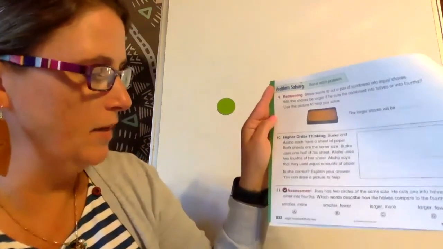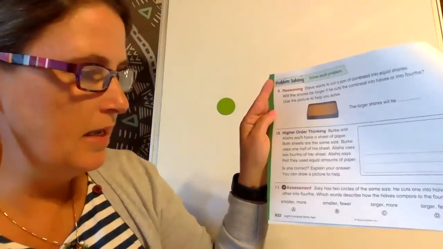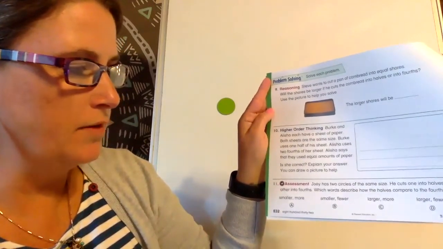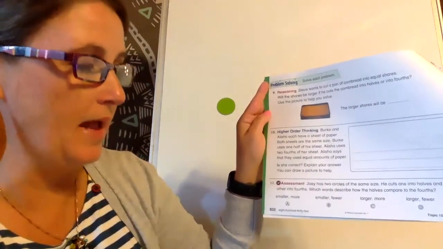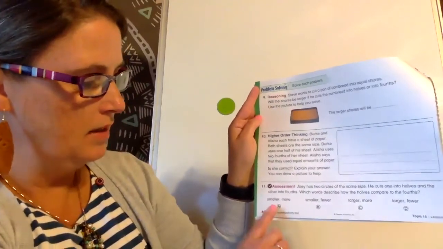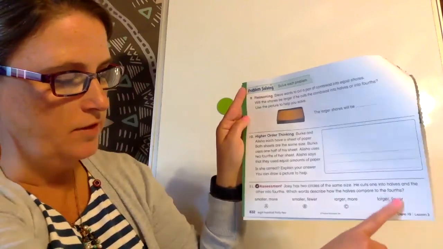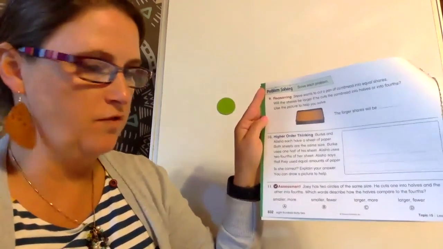And then your last one, number 11, Joey has 2 circles of the same size. He cuts one into halves and the other into fourths. Which words describe how the halves compare to the fourths? Okay, so you'll pick the two words. Is it either the two words on A, the two words on B, the two words on C, or the two words on D that describe how the halves compare to fourths?